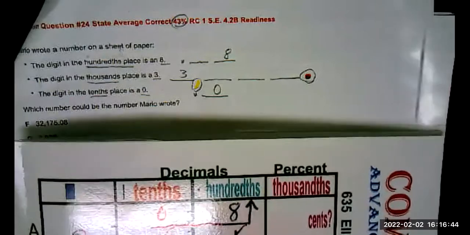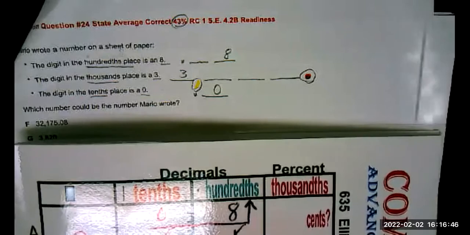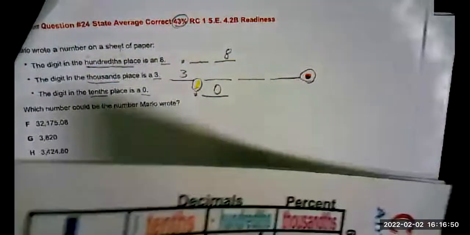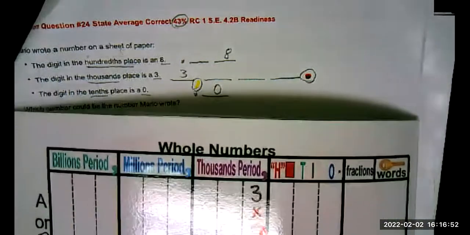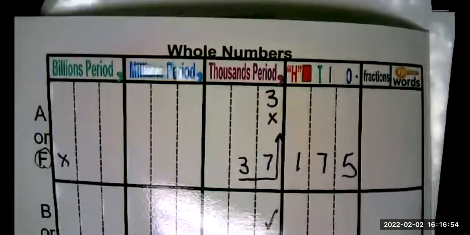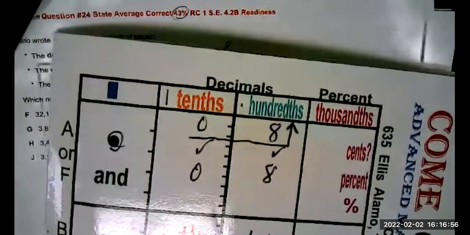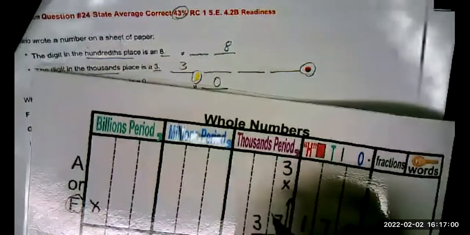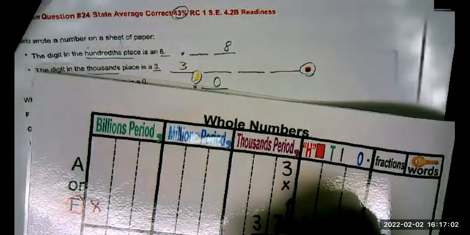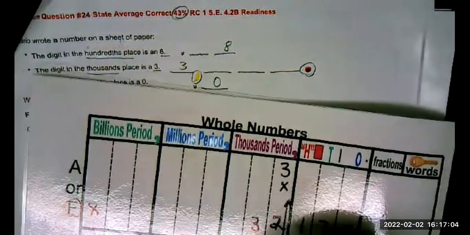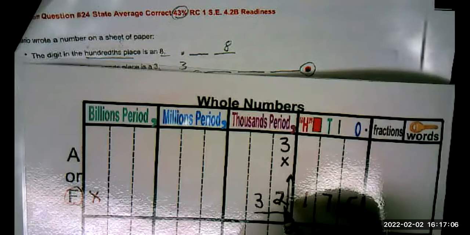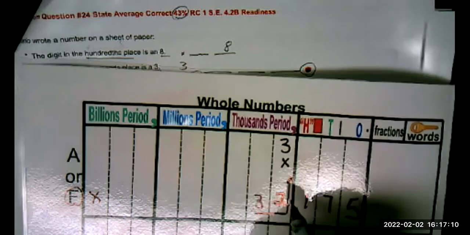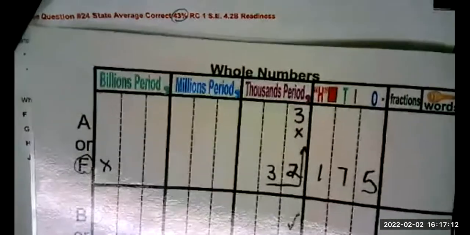Okay, so as we check these one by one, F says 32,175 and 800ths. So I wrote the wrong number, so I've got to fix that. I wrote 37,000. So let me fix that because we don't want to make a simple mistake. So whether it was a 7 or a 2, it still doesn't match the number that needs to be in the thousands place, but we'll keep going.